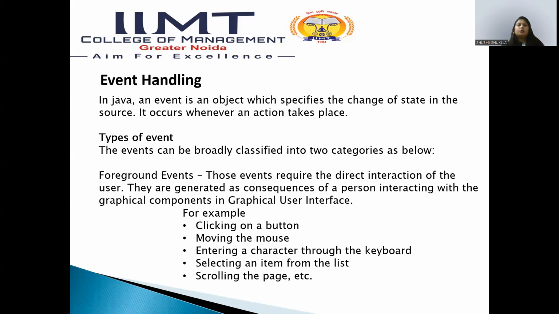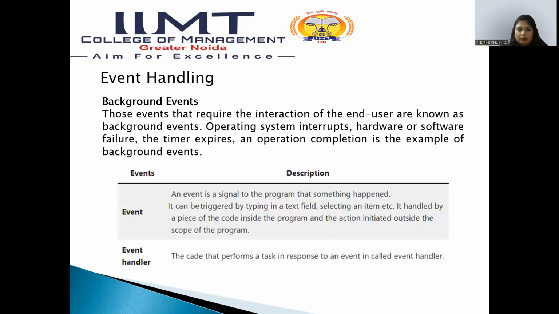Okay, so the next point is event handling. In Java, an event is an object which specifies the change of state in the source. It occurs whenever an action takes place. Broadly we have two types of events. First is the foreground event, and second is the background event.